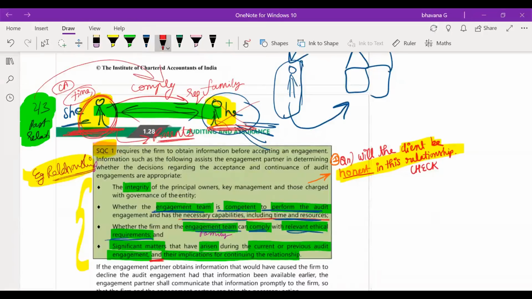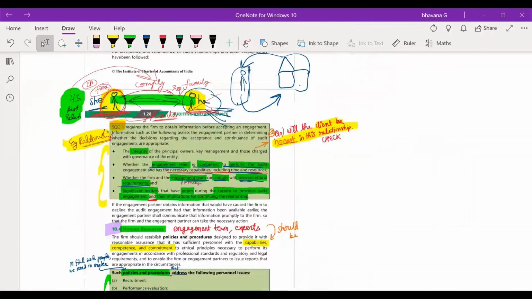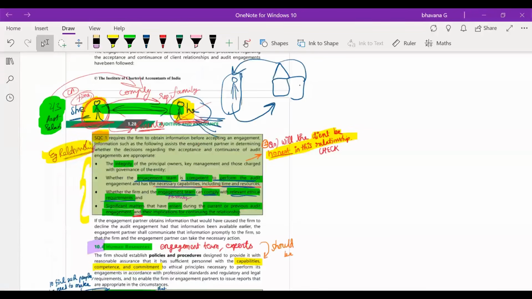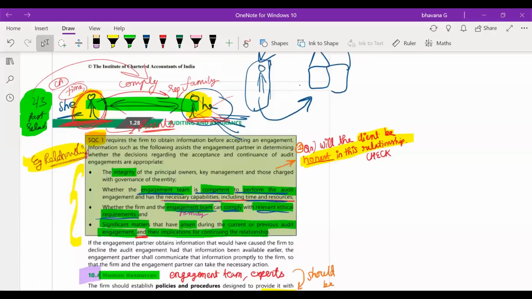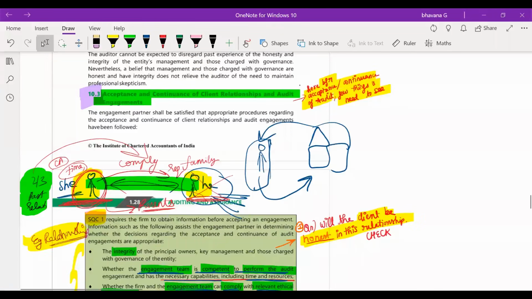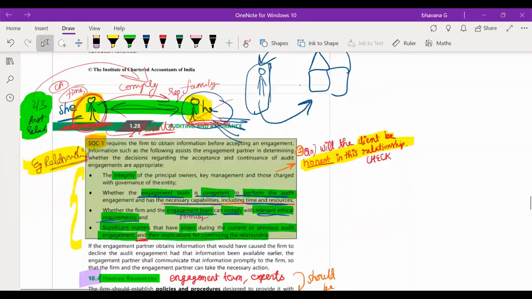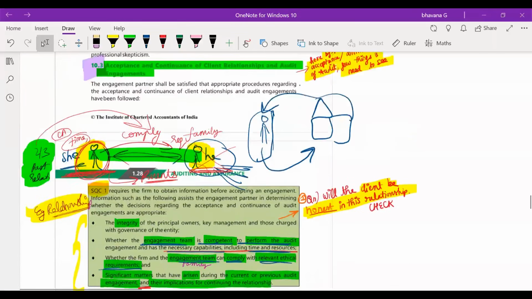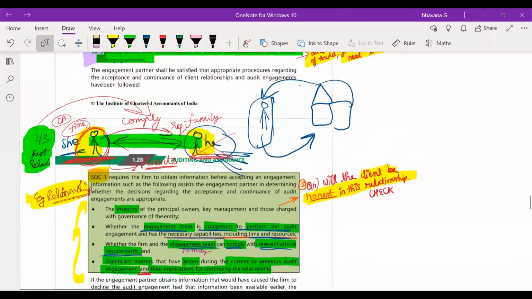Okay, so once you have seen all these four things, now you can decide if you want to accept or not. Now if you want to accept the boy or not. Okay, so these are all the four points that you have to remember. I hope this is clear. Is it clear, guys? This was our third point, acceptance and continuance of client relationship and audit engagement. Okay, awesome. So we have studied three points until now. One is leadership, then ethical requirements, then acceptance and continuance of client relationships and audit engagement.